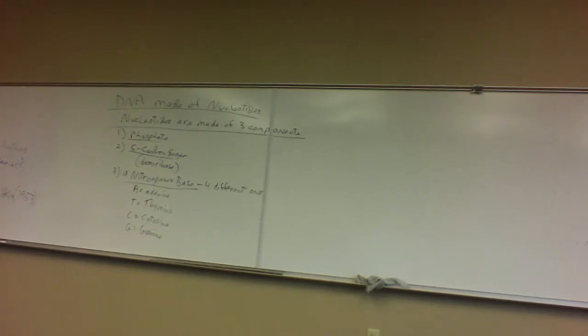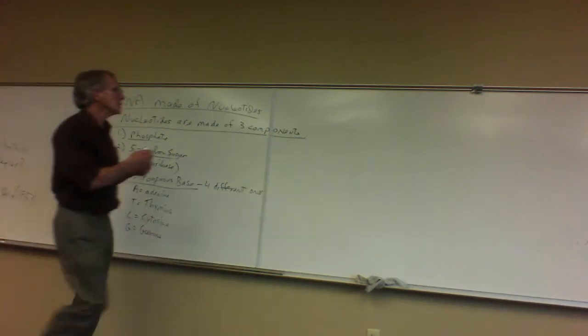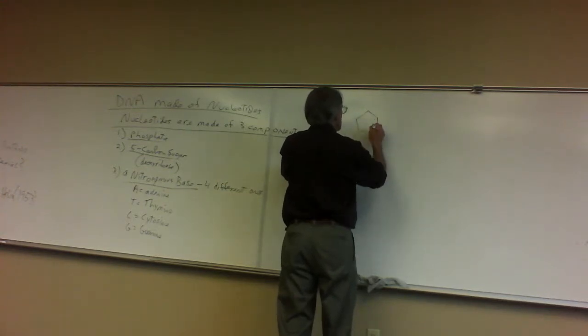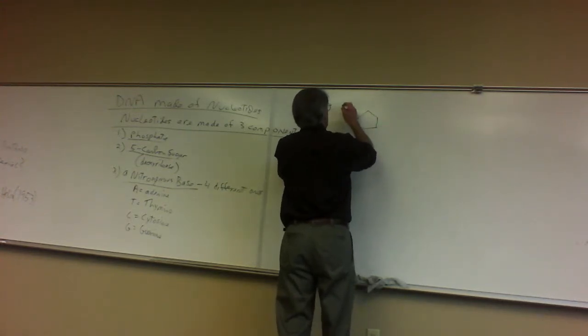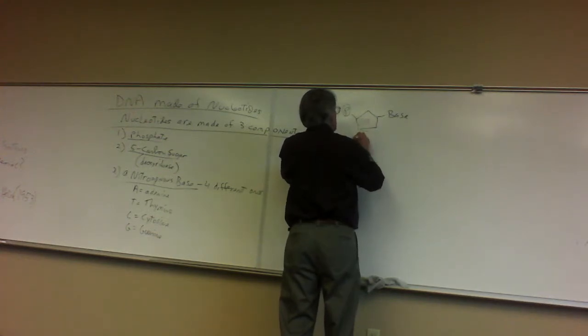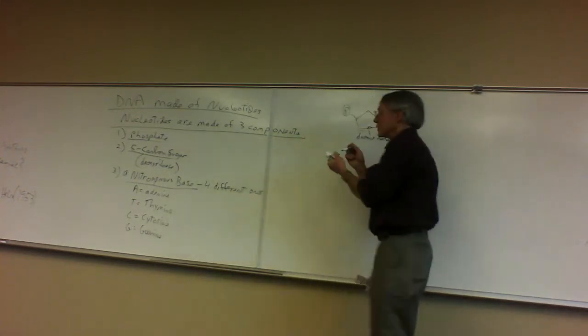So there are four different bases, and the way these fit together looks like this. So here's the phosphate, and here's the base. So this is the ribose or deoxyribose. I'll just say deoxyribose. Not quite an accurate picture.